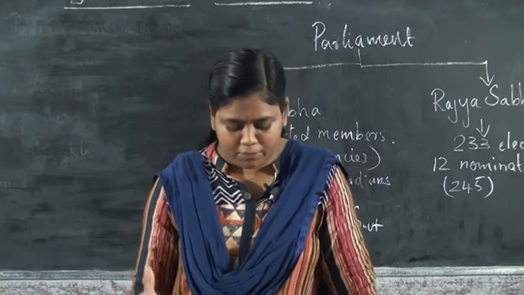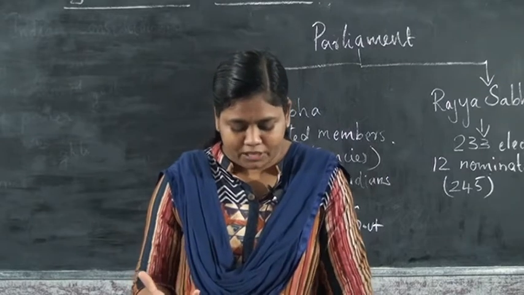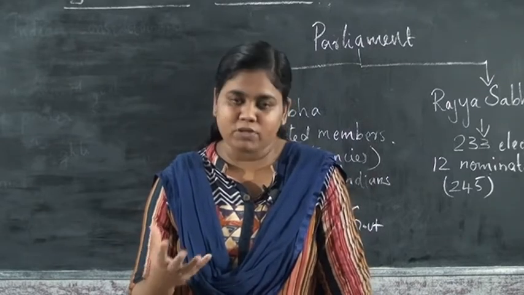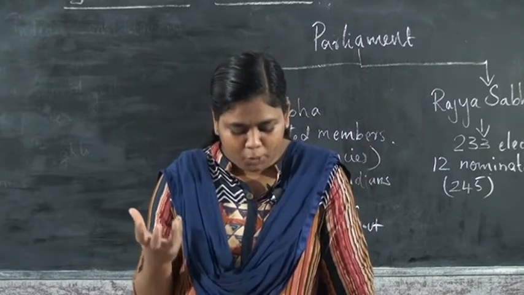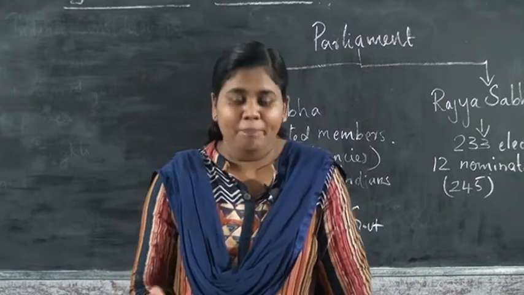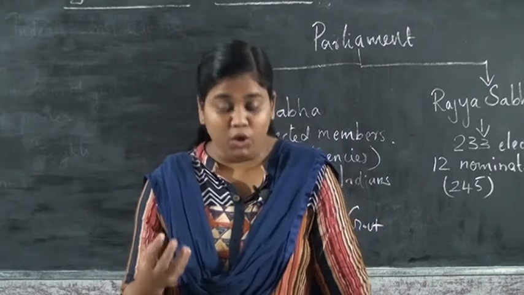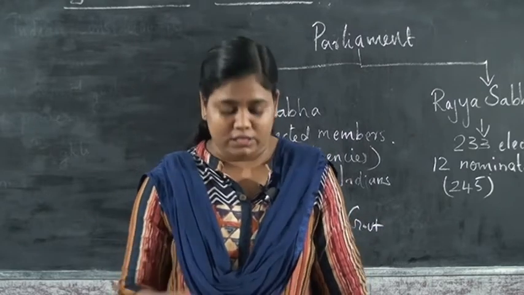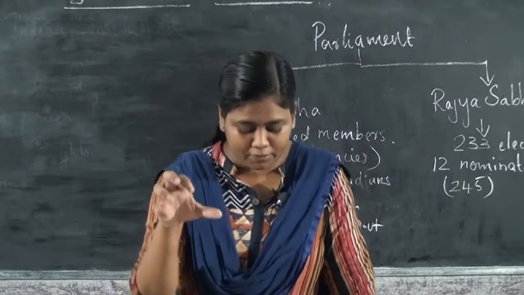One of the most important functions of the Lok Sabha is to elect executives. The executives, as you read in chapter 1, are a group of persons who work together to implement the laws made by the Parliament. The Prime Minister of India is the leader of the ruling party in the Lok Sabha. So who is the leader in the Lok Sabha? The Prime Minister of India.